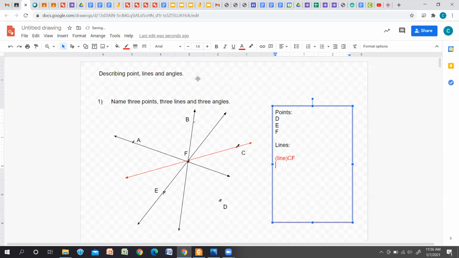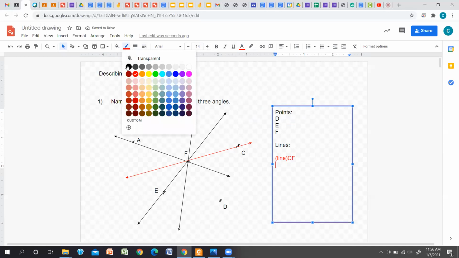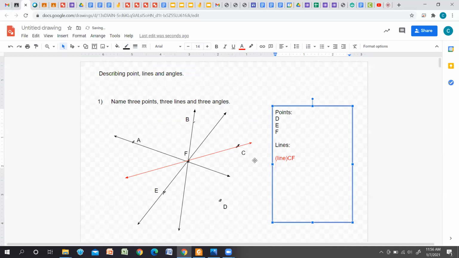Another line is, just name any of these lines. AF and EF, just line AF. So right here is this line, and here, EF is another line. So you just name 3 lines.